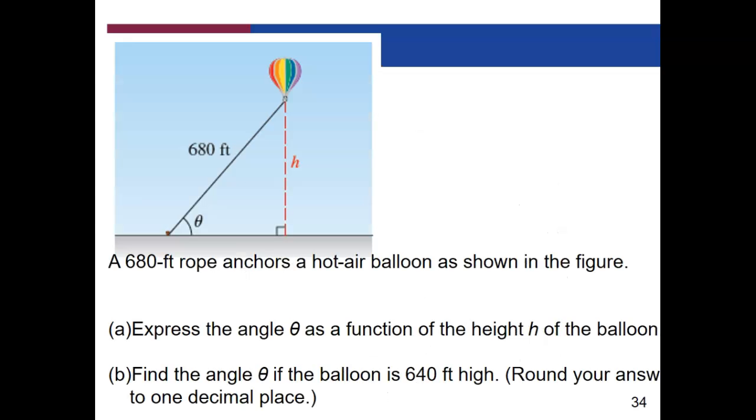Okay, so here's a word problem similar to one you're going to see on your homework. We've got a 680-foot rope. So here's our rope. It anchors a hot air balloon as shown in the figure above. We want to first of all express the angle theta as a function of the height of the balloon. So when it says as a function of the height, basically you're going to be giving an equation that still has h in it, is what it's asking for there.